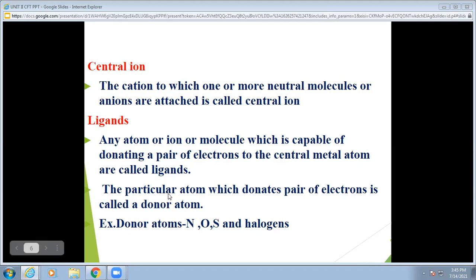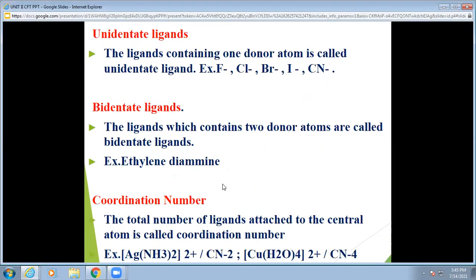The particular atom that donates a pair of electrons, ready to give the electrons to the metal cation, is called a donor atom. Donor atoms are nitrogen, oxygen, sulfur, and halogen, right? These are the ligands. Okay.